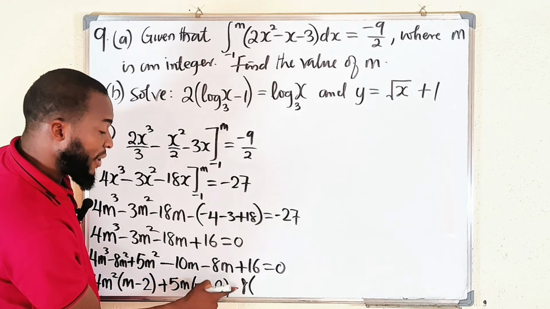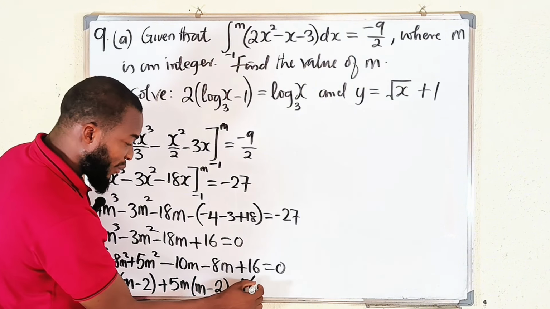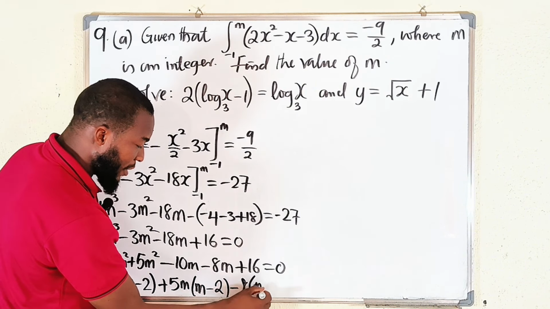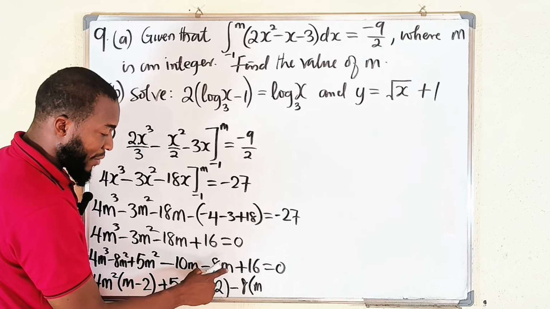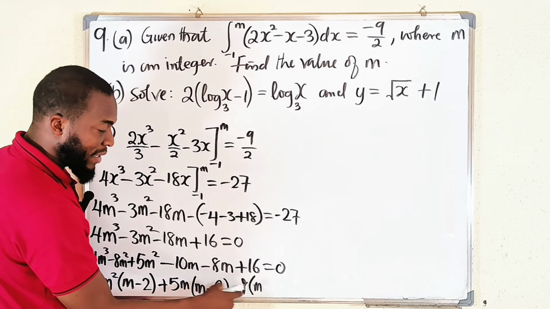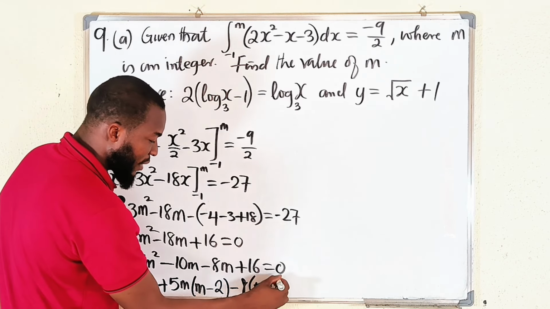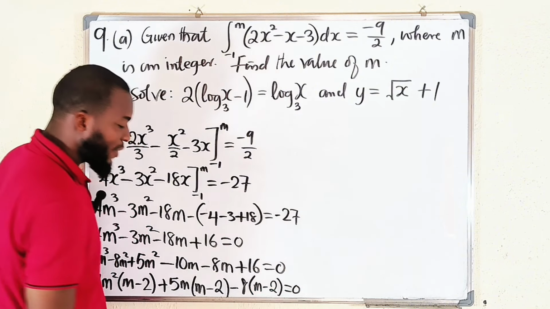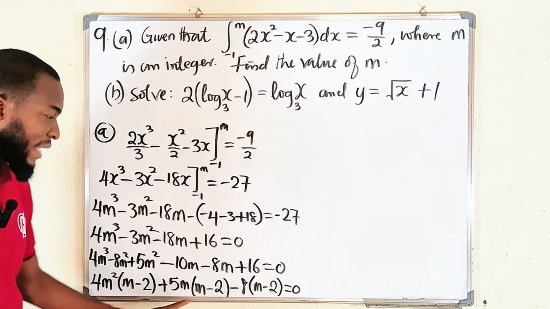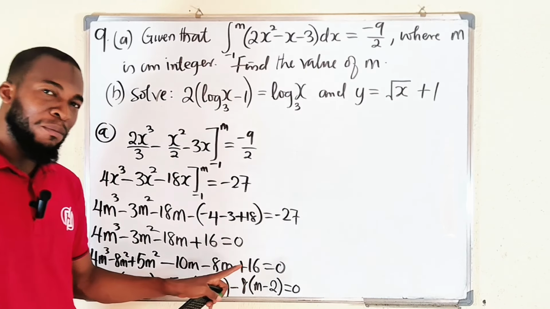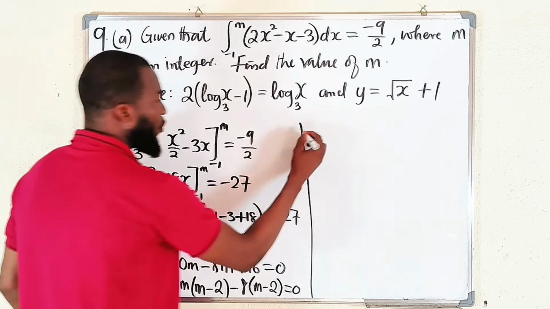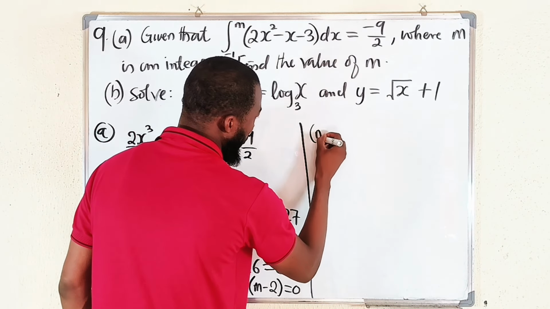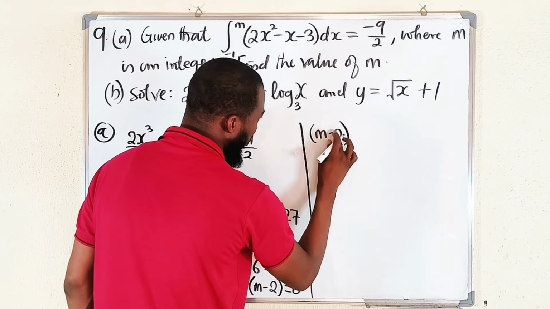Negative 8m divided by negative 8 will give us positive just m here, because negative 8 and negative 8 will cancel, we still have m. 16 divided by negative 8 will be negative 2. Everything equal to 0. Now observe, every single term contains what? m minus 2. Let's continue here. So we have m minus 2 in common between all of the terms.